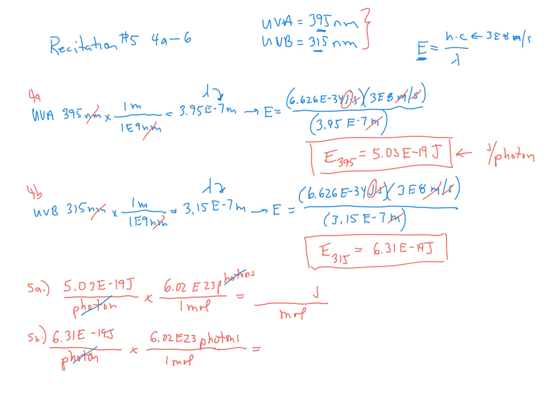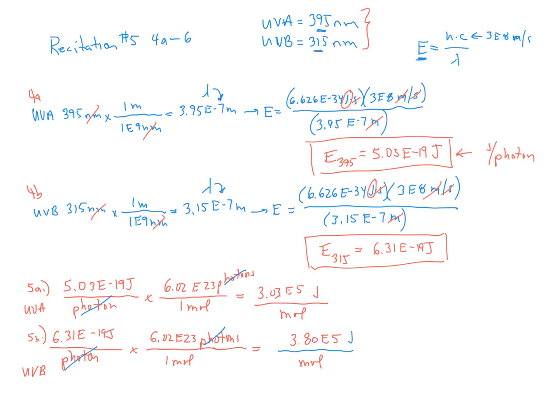Again photons cancel out, and I'm left with joules per mole for both of those calculations. I calculate across and get approximately 3.03 e to the 5 joules per mole for UVA, and approximately 3.80 e to the 5 joules per mole for UVB. So there's the energy of both of those: 3.03 e to the 5 joules per mole for UVA and 3.80 e to the 5 joules per mole for UVB.